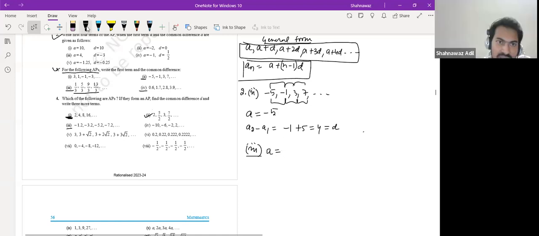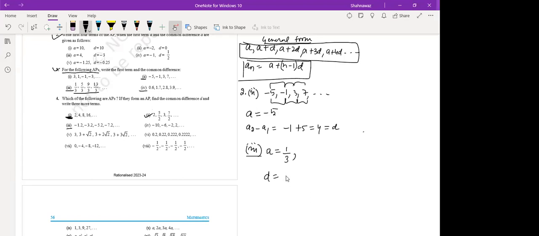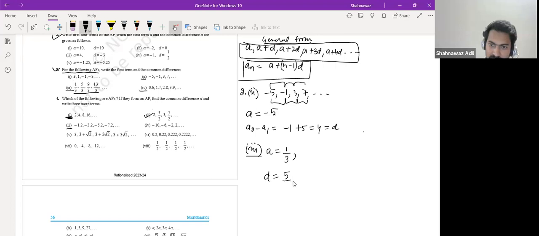Yes, 1/3. Of course, so this is a very easy question, right? And D is A2 minus A1. 5/3 minus 1/3. So this is 5 minus 1, so 4/3. Right. Yes, sir. Okay, so this was now Talha, sir.